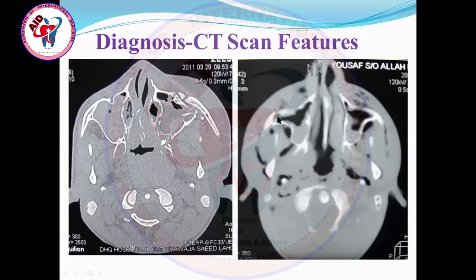On this axial view, if you compare the right and left sides, on the left side the zygomatic bone is intact, but on the right side there is damage to the zygomatic bone, especially at its anterolateral wall and posterolateral wall. And the overall size of the maxillary sinus has decreased due to damage to the zygomatic bone.